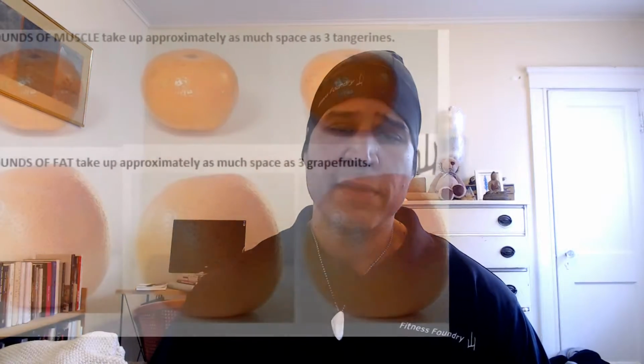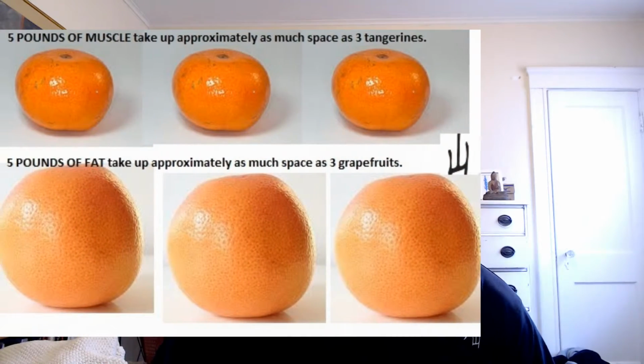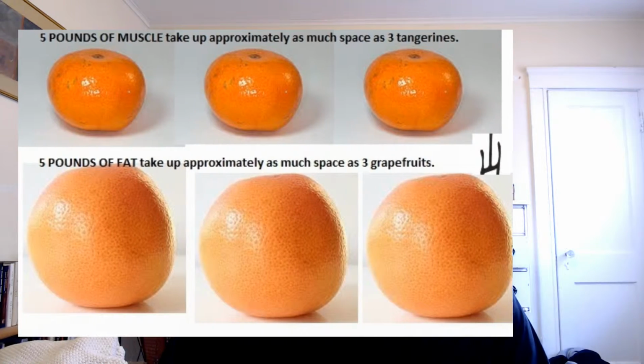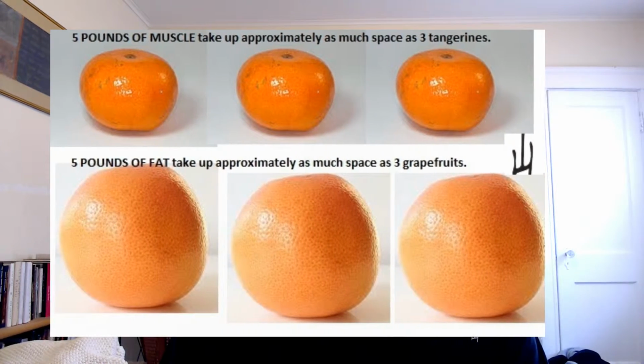One of the most common questions I always get is the difference between fat and muscle. And I usually try to explain it in this way. Think of 5 pounds of fat in terms of 3 grapefruits and 5 pounds of muscle in terms of 3 tangerines. So what that comes down to is volume and density.